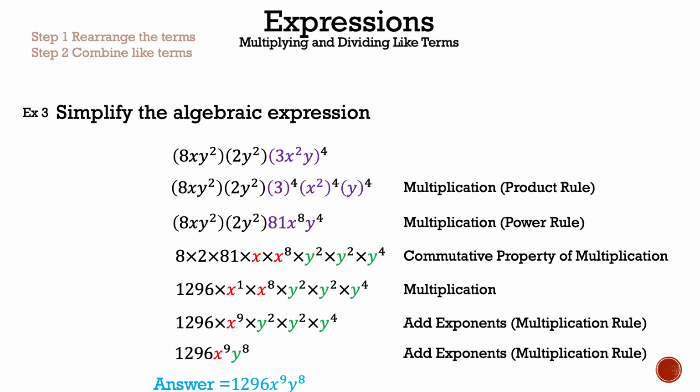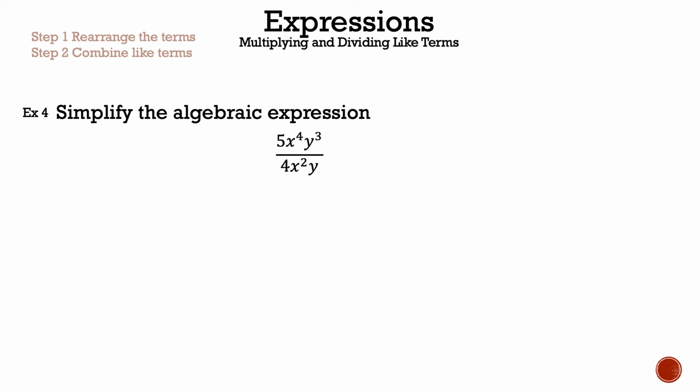Now let's take a look at example 4, where we have 5x to the 4th power, y cubed all over 4x squared y. So in this case, we're going to go ahead and write it out. And so since we have x to the 4th power, we can write x 4 times, and y cubed, we can write it 3 times on the top. And on the bottom, we have x squared, so we can write x twice. And since y is by itself, we can just write 1y on the bottom.